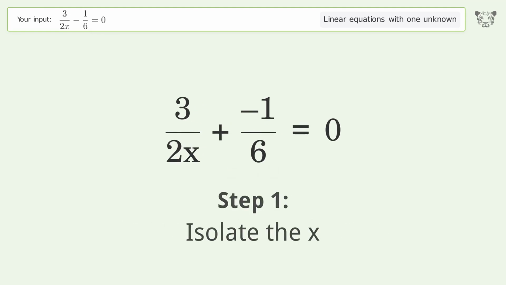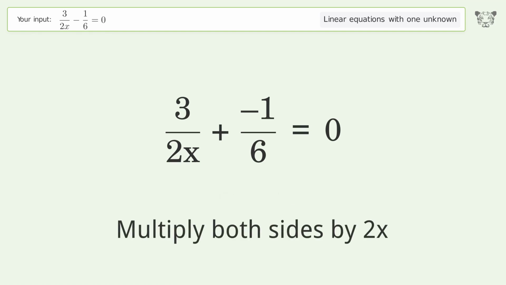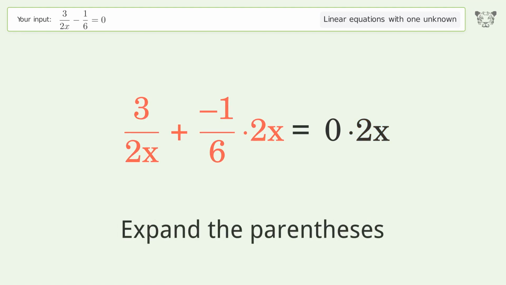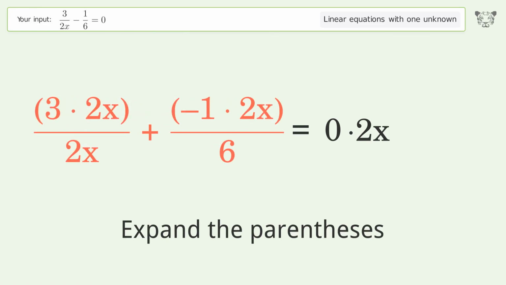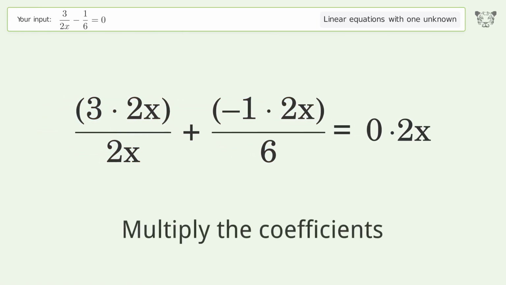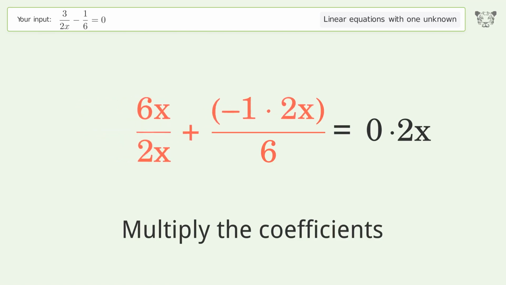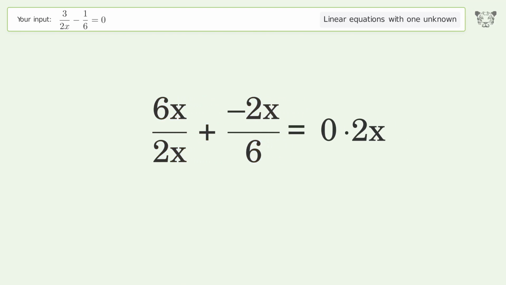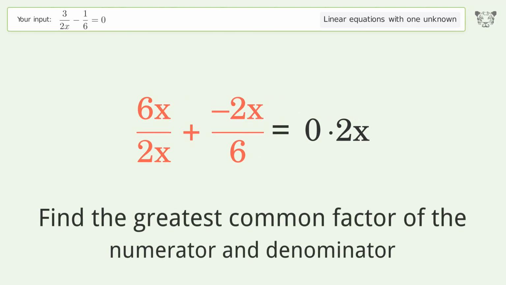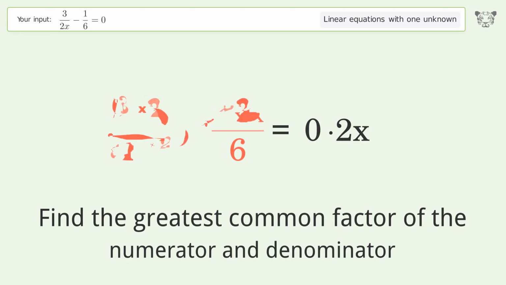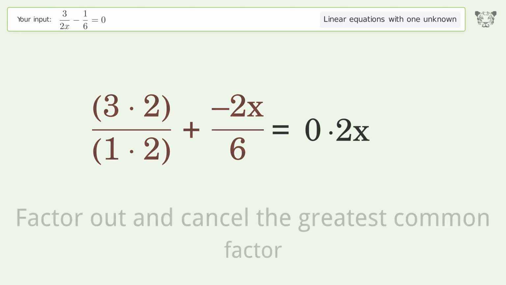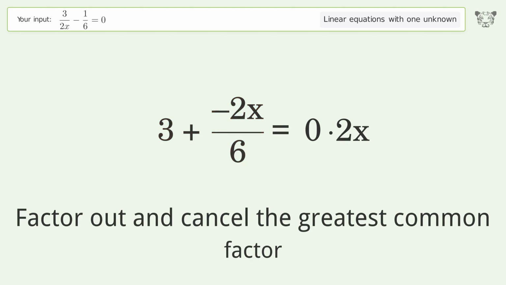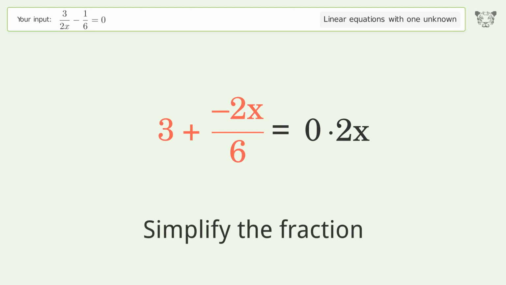Isolate the x. Multiply both sides by 2x. Expand the parentheses. Multiply the coefficients. Find the greatest common factor of the numerator and denominator. Factor out and cancel the greatest common factor. Simplify the fraction.